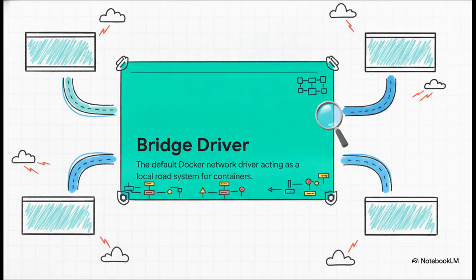Finally, we've got to build the roads. To allow our isolated containers to actually talk to one another, Docker uses networking drivers, like the bridge driver. This essentially creates a virtual local area network right inside your machine. Containers on the same bridge network can communicate securely, and they can reach out to the internet, but they remain wonderfully isolated from external threats.